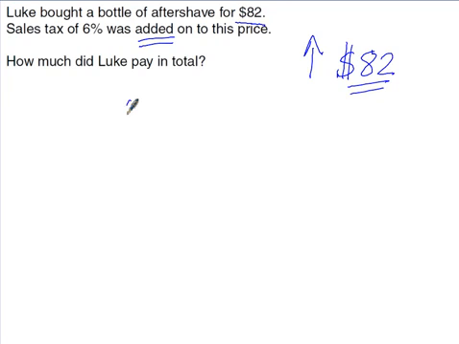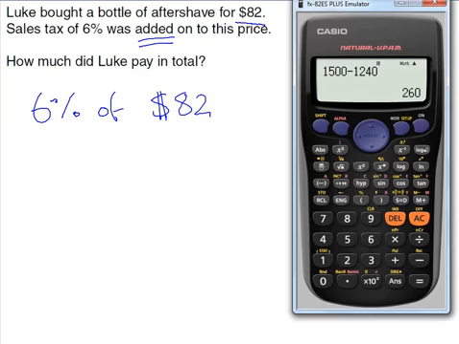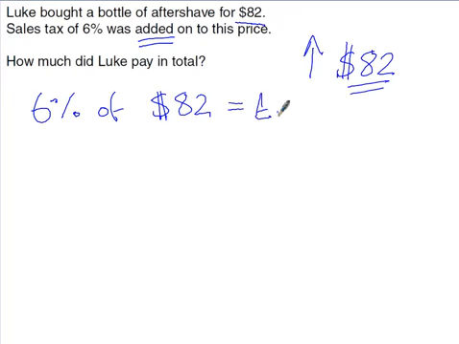Now, we don't have our "of" word explicitly written in this question, but in your head you should be thinking, well, I want 6% of $82. So 6% of $82, because you want to work out how much extra he needs to pay. So again, 6% of 82 is going to give us, so he needs to pay an extra $4.92.